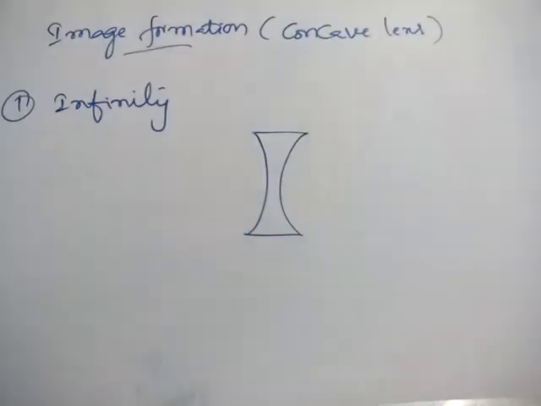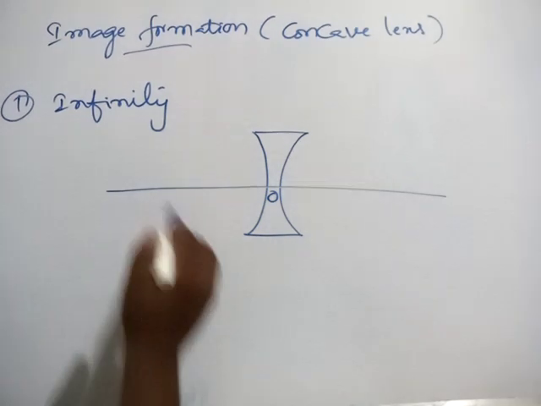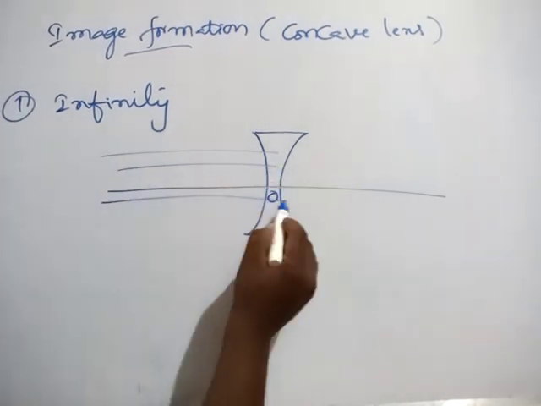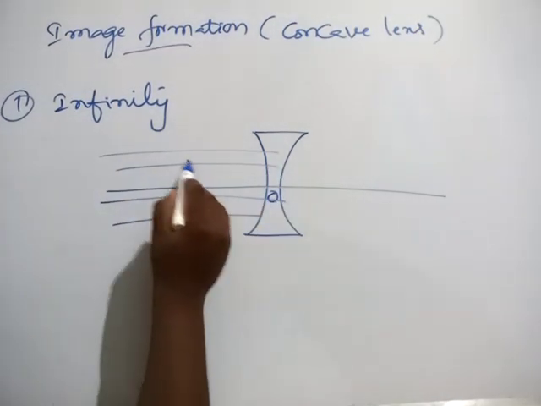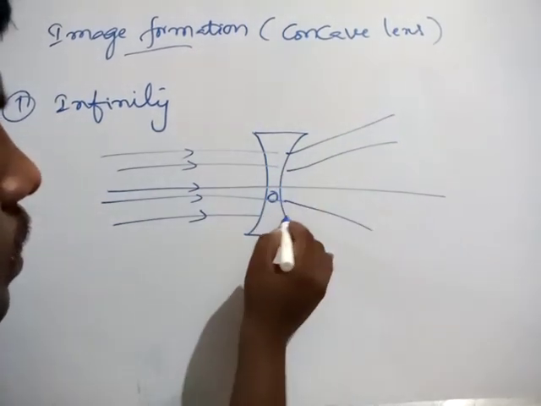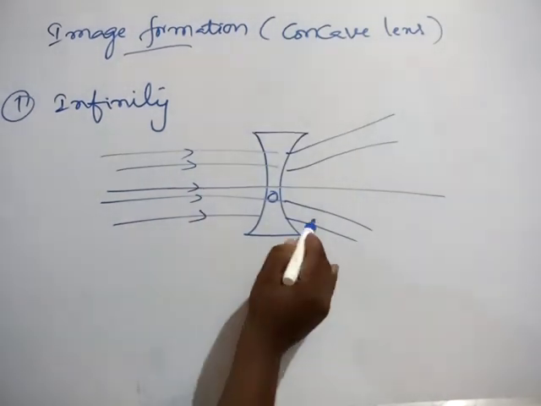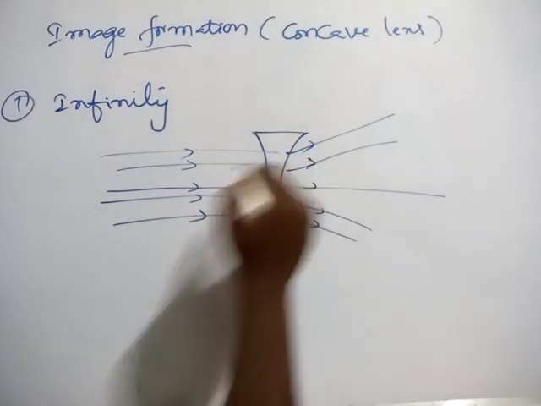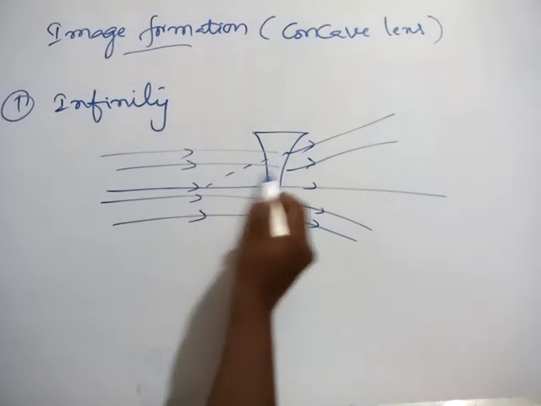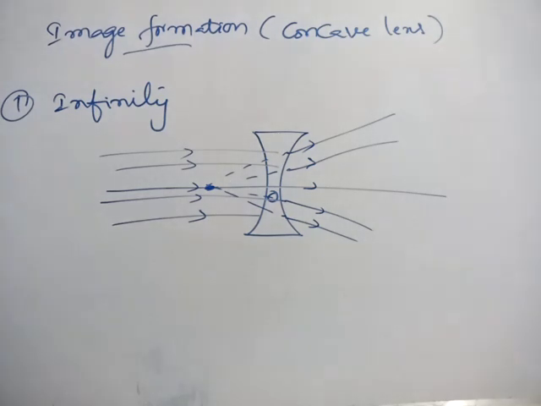Concave lens, optic center, principal axis, a parallel beam of light rays. Just now I told you, they diverge in different directions except the ray passing along the principal axis. These are the refracted rays. We have to extend them backwards. This is what we call the location of the image.